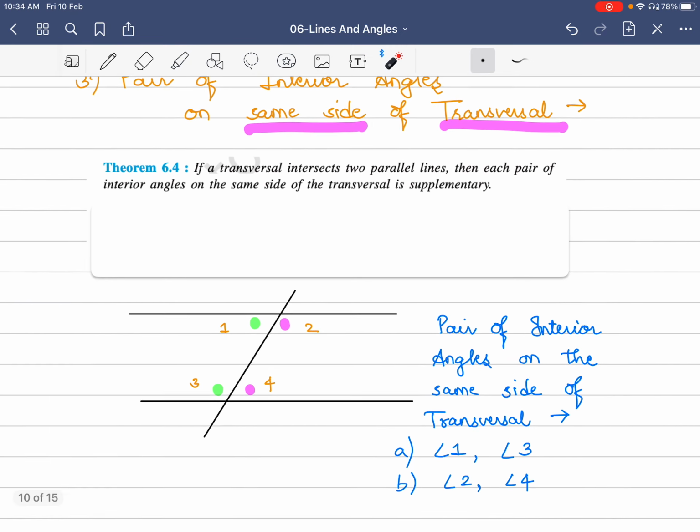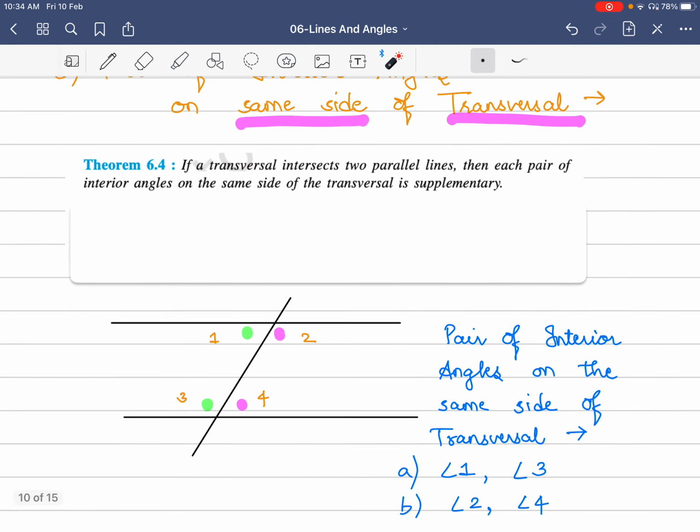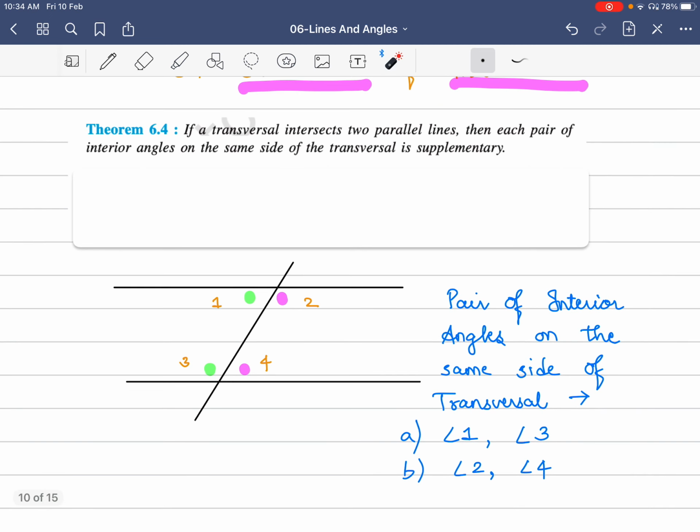Okay. So let's read the property. Now the property reads, sorry, it's not a property, it's in fact a theorem. If a transversal intersects two parallel lines, so we have this transversal that intersects two parallel lines, then each pair of interior angles on the same side of the transversal, okay, is supplementary. So this is the keyword here, supplementary.